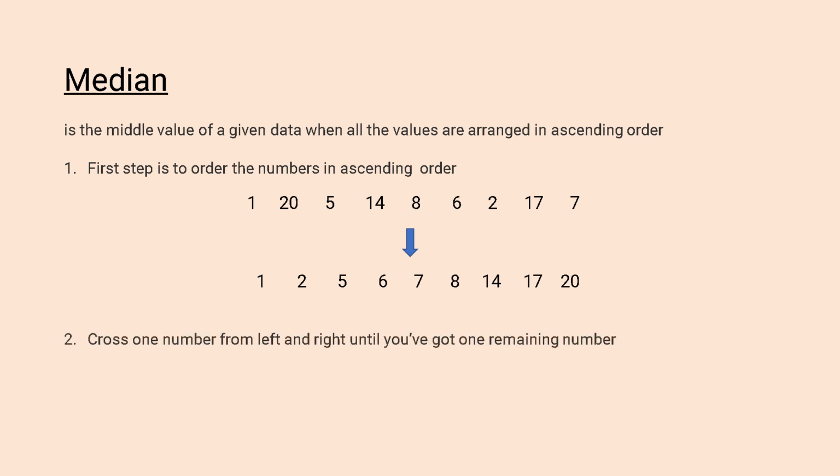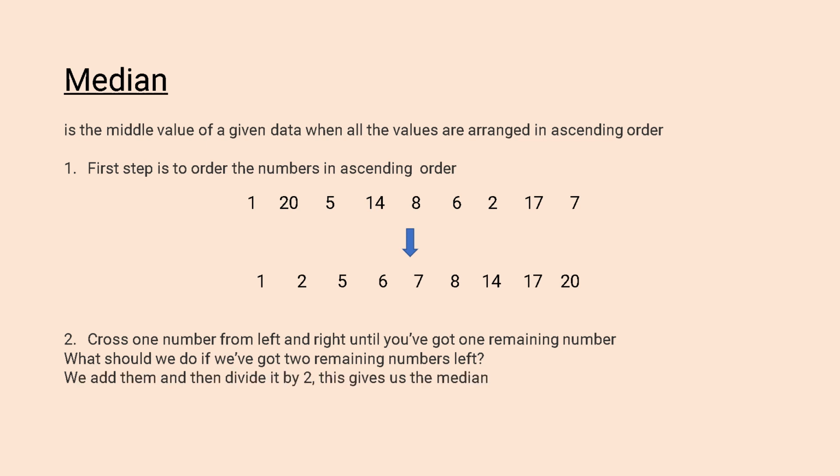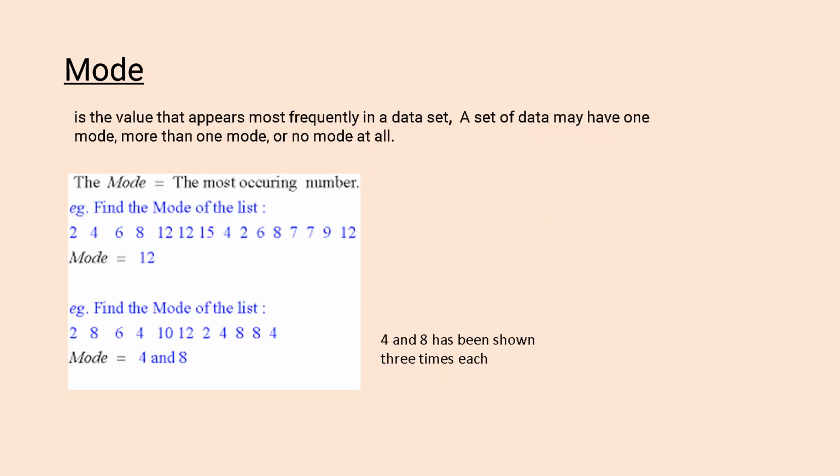And the second step that I personally like is crossing one number from left and right until you've got one remaining number. So you put your finger on 1 and 20 simultaneously, and then you do 2, 17 until you have one remaining number left, which is your median. But what if we don't have one remaining number left, but we've got 2? We add them and then we divide it by 2. This gives us the median. But in our case, we only get one remaining number, so our median is 7.